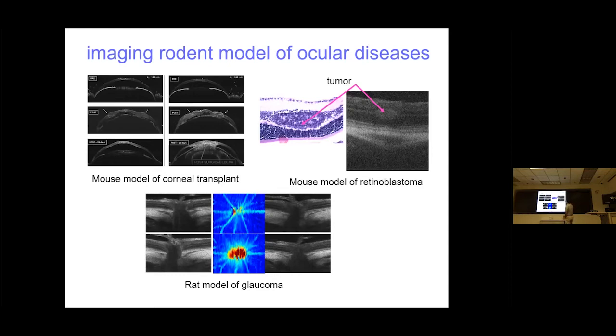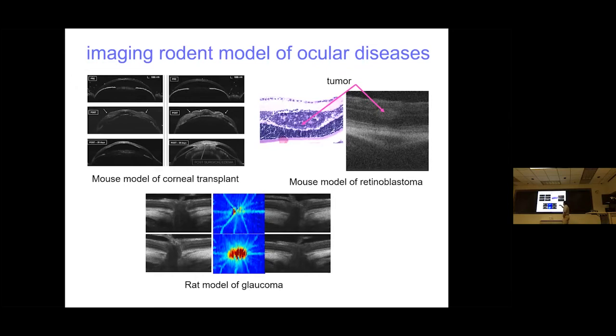We also imaged a tumor. This is a special tumor for children called retinoblastoma. What we imaged is a mouse model, a type of cancer in the retina. Because we have three-dimensional capabilities, we can image the volume, calculate the volume, then quantify and follow the growth of the tumor.